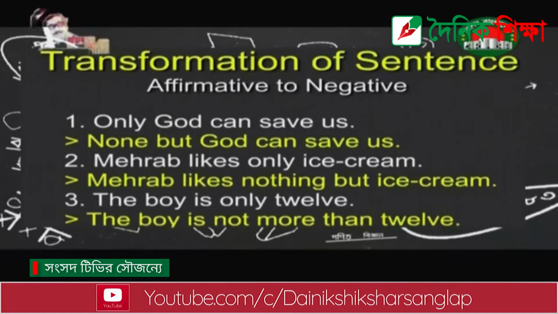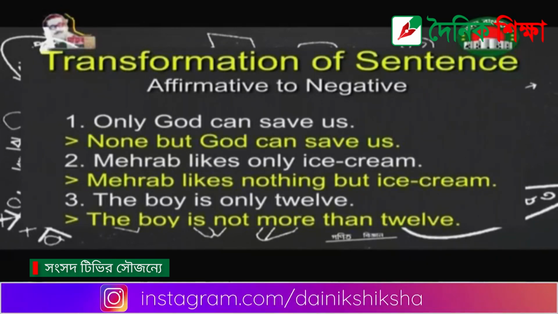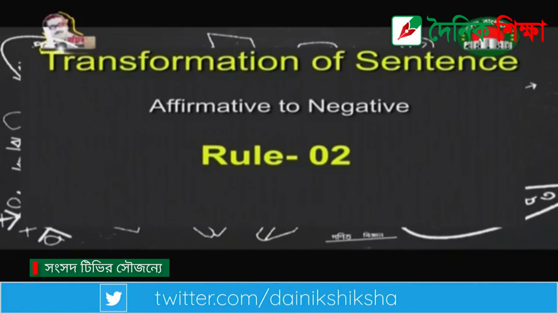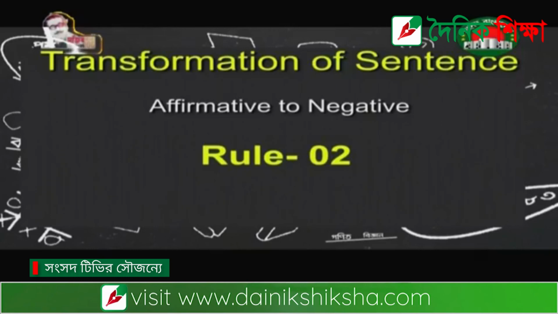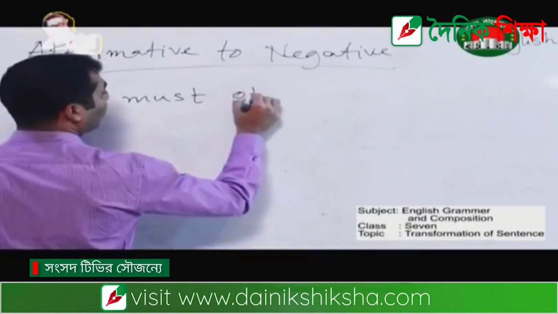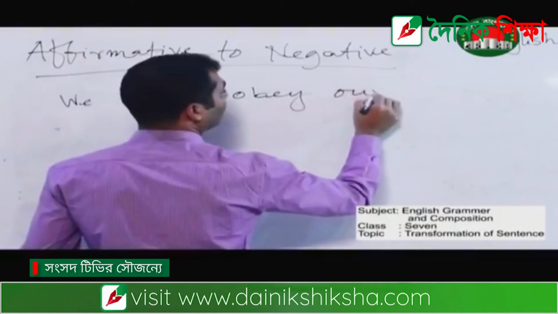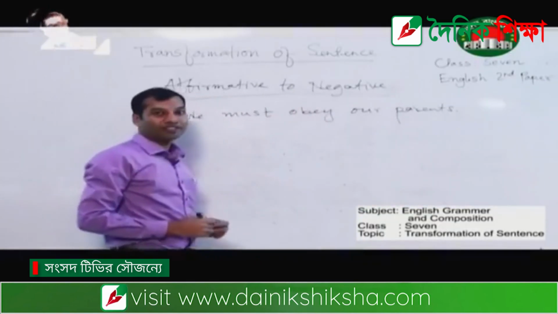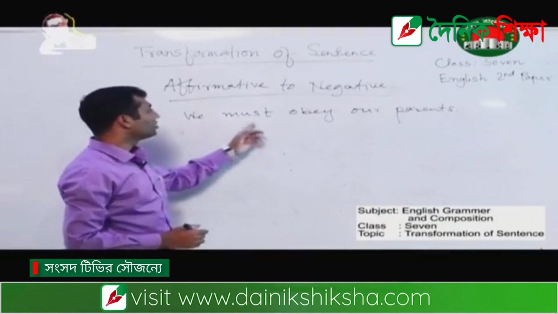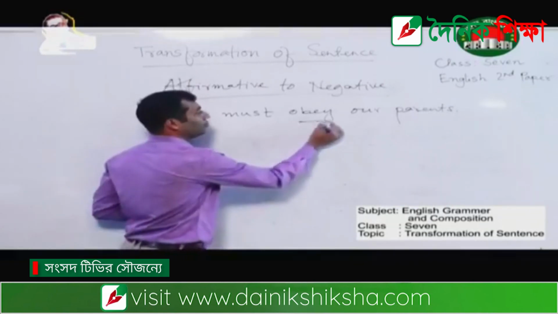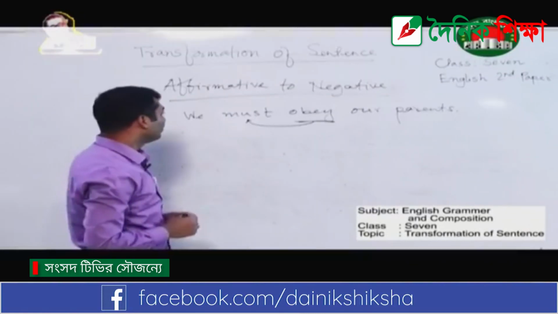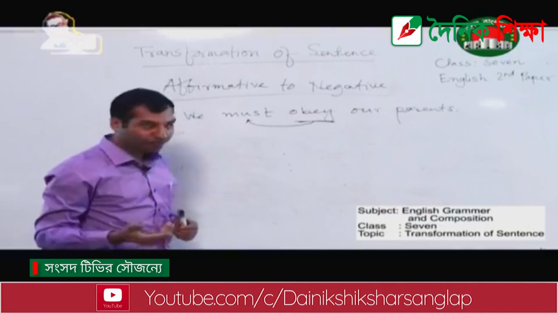Okay, so now come to the second rule. We must obey our parents. So dear students, as you can see on the board, we must obey our parents. Before the main verb, if you see the modal auxiliary must, and if you want to make it negative, the modal auxiliary must will be turned into cannot but.